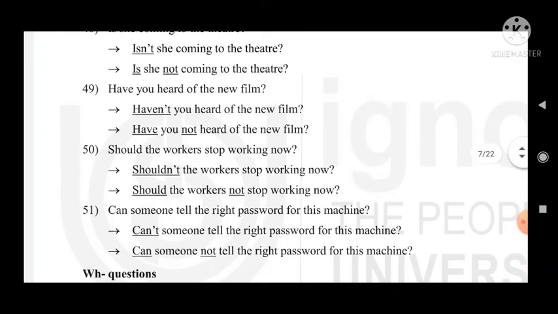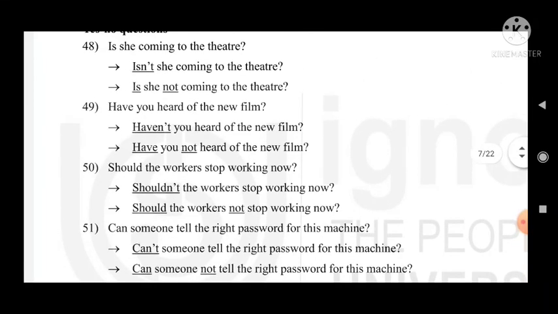So already friends, I have discussed transformation of sentences in interrogative sentences. In my next video, I will describe the WH questions and the rest of the transformation of sentences.